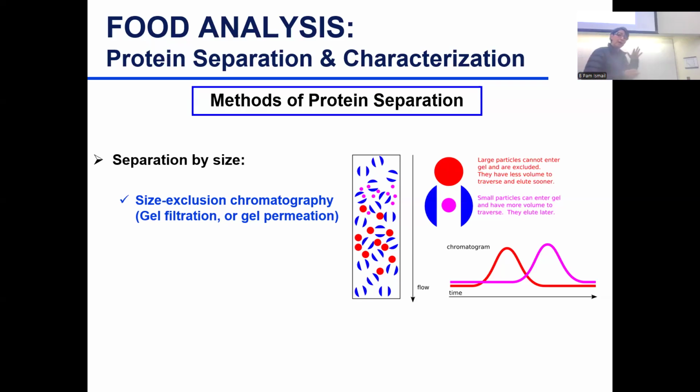Usually, we can buy columns or stationary phases that have different ranges of pore sizes. So then we can separate proteins with different ranges of molecular weights. So there is not one shoe that fits all, basically.